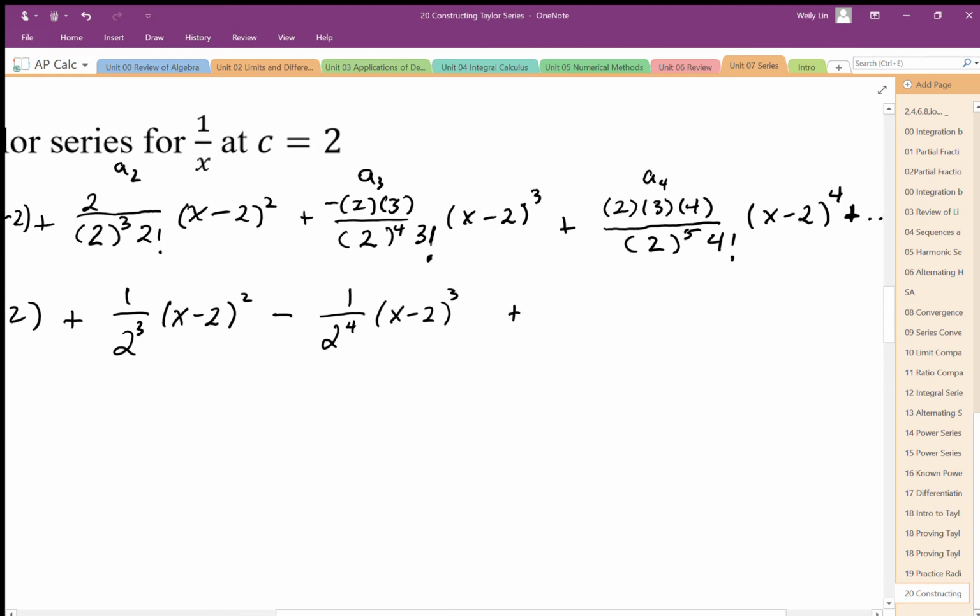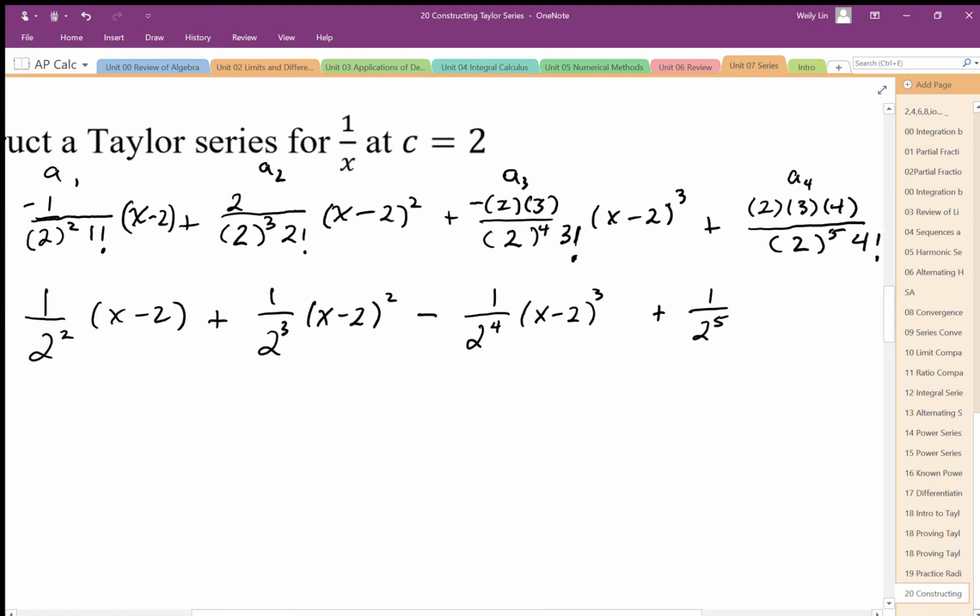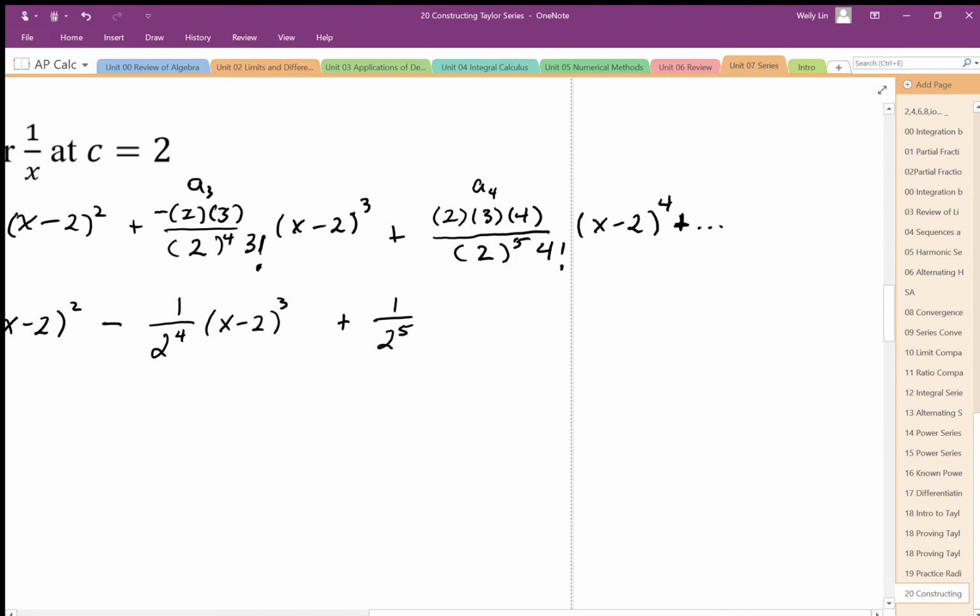And then the next term is going to be plus. And I think you can see what's going on. The 2 times 3 times 4 cancels with the 4 factorial. So I'm going to end up with 1 over 2 to the power 5. And then the power series part of it is going to be (x minus 2) to the power 4. Okay, plus dot dot dot.